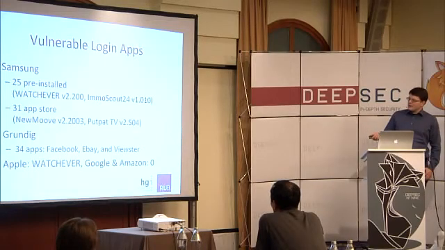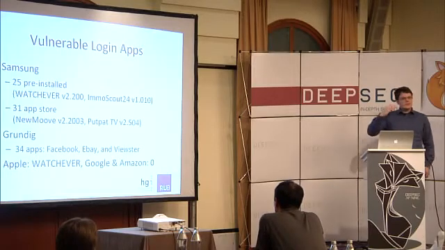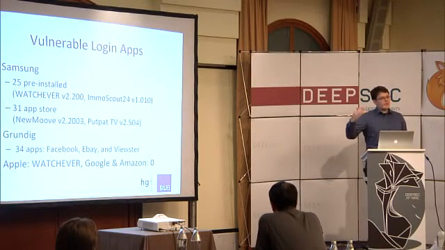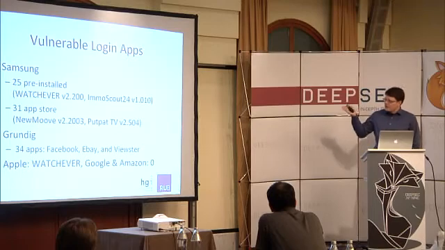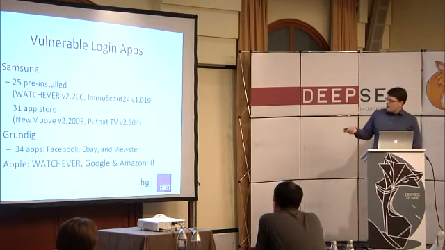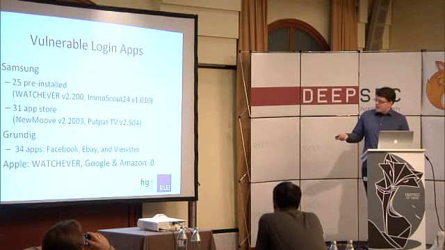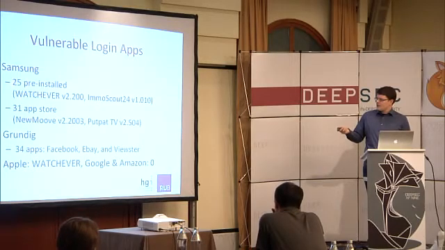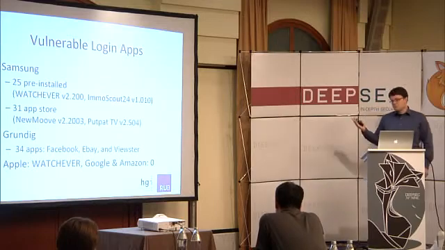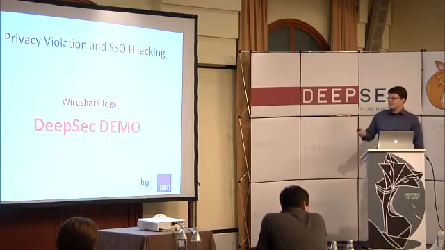In the case of Grundig, Facebook, which was quite interesting, eBay and Viewster transmitted the data unencrypted. I didn't expect that in the case of Facebook, because Facebook is actually using HTTPS nearly everywhere, but not here. Maybe because of legacy reasons, who knows? And we know this company here. In the case of Apple, WatchEver, we saw that already in the Samsung case. Yeah? So WatchEver, ImmoScout, NewMove, PutPad, Facebook, eBay, and Fuser. Quite nice for a simple attack.